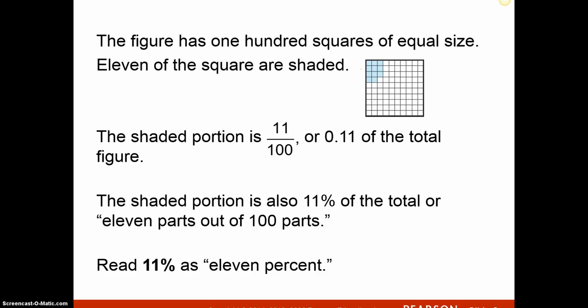All right, so if we just look here, you can look at this box, and inside the box there are 100 of those little tiny squares, and if you look, you can count that 11 of those are shaded blue. And so if we wanted to know what portion of the square was shaded blue, well, we have 11 out of 100, so therefore we have 11% of the box. So this gives you an example of how you can use percents.